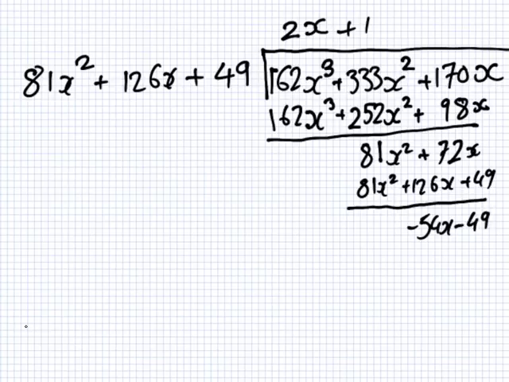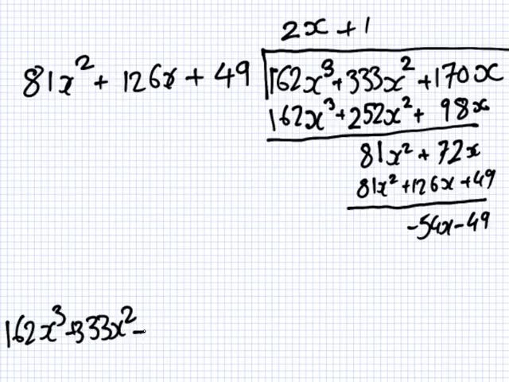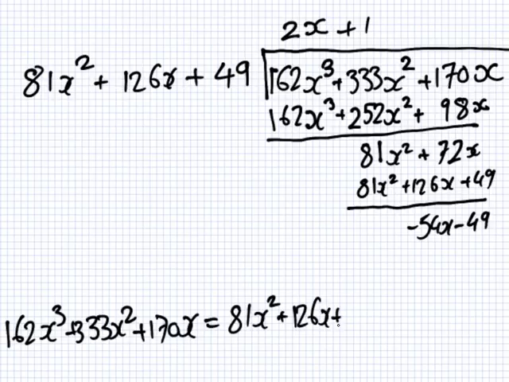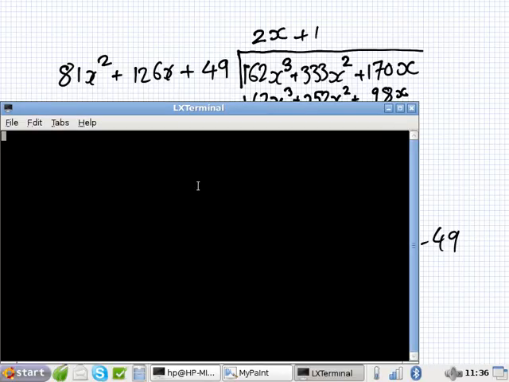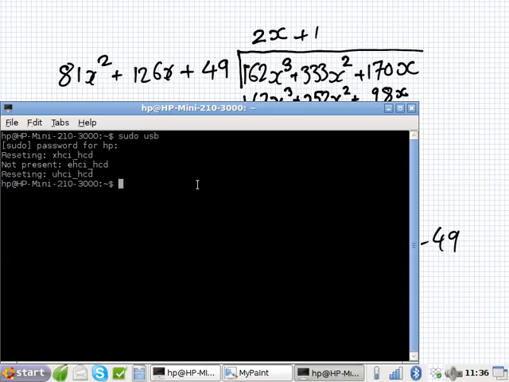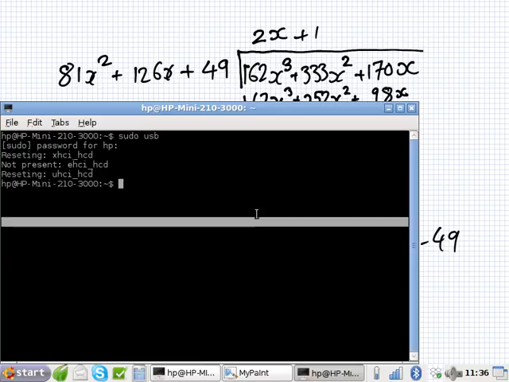So now you have 162x cubed plus 333x squared plus 170x equals 81x squared plus 126x plus 49 times 2x plus 1 minus 54x minus 49. So then what I do next, oh, I knocked it out. That's not what you do next. One sec, fix it. There we go.